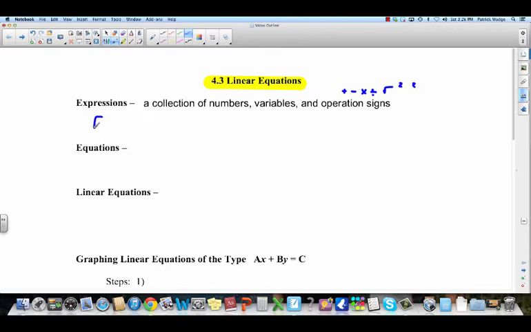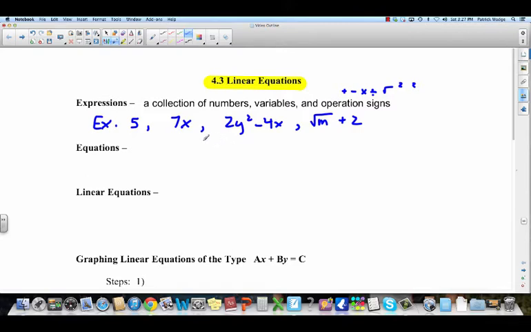So, an example of an expression would be something like, well, how about 5? There you go, it's a number. That's an expression. How about 7x? It's a number with a variable. What's this number doing to the variable? Multiplying. That means 7 times x. How about 2y squared minus 4x? Yeah, that's an expression. And one more, how about square root of m plus 2? These are all examples of expressions.